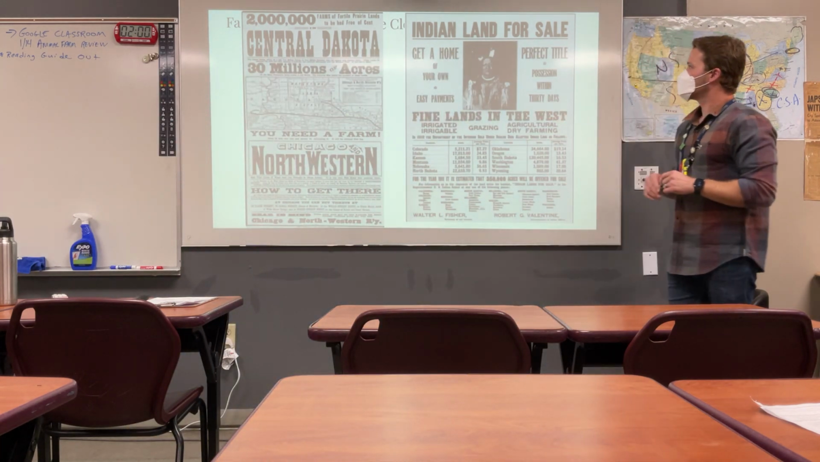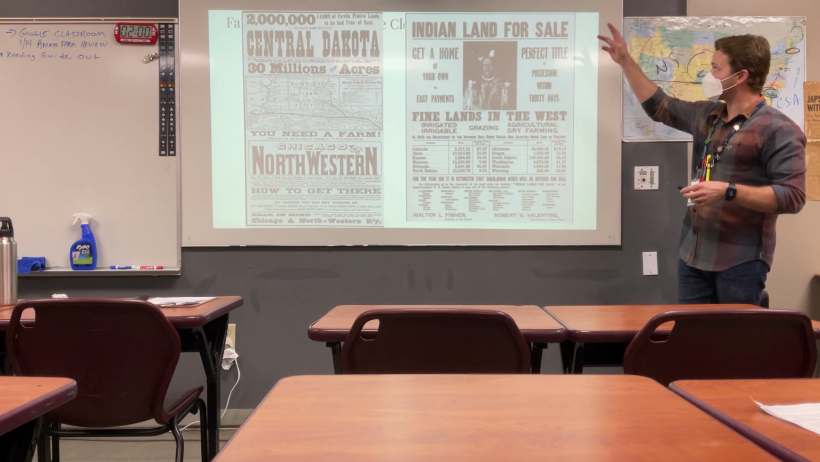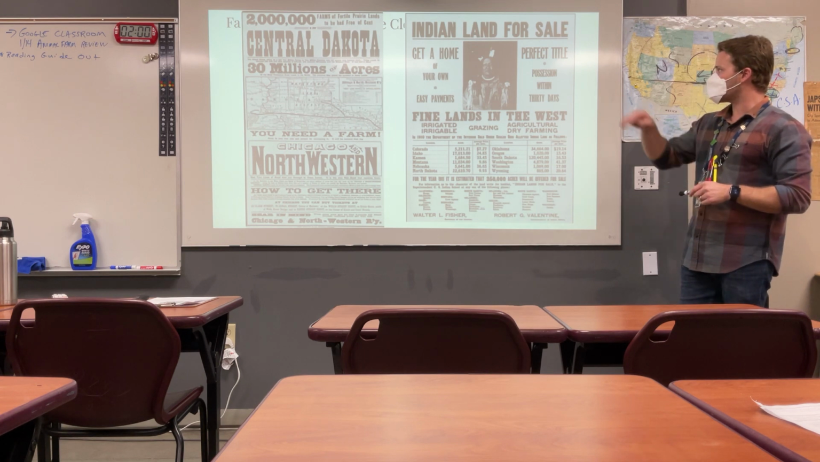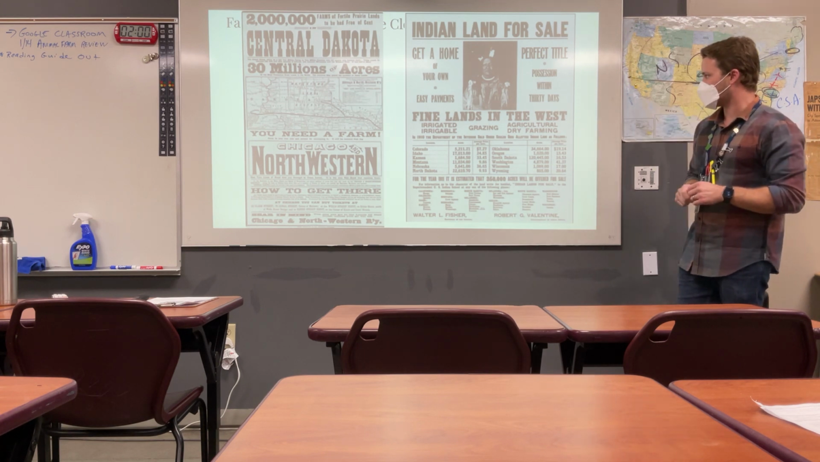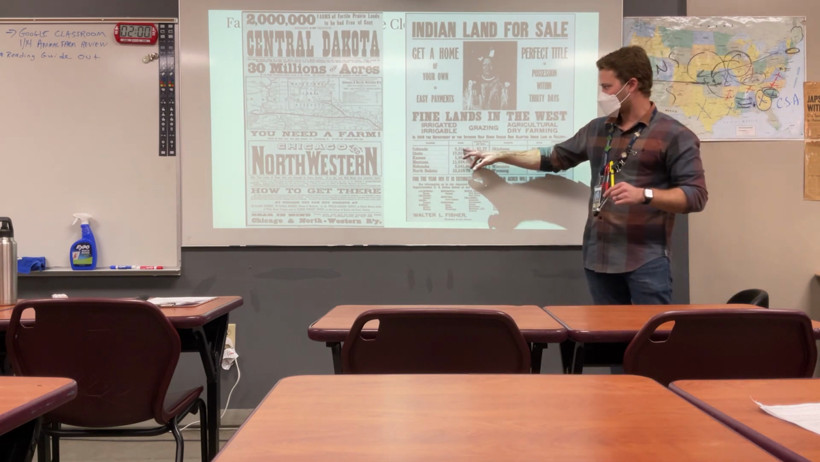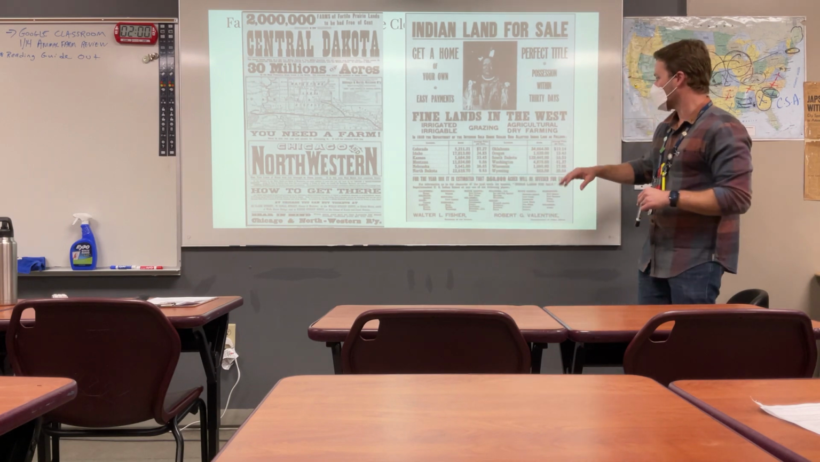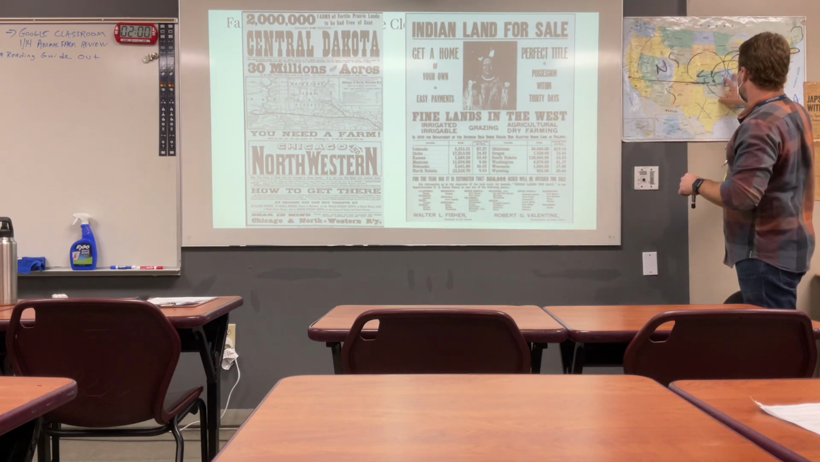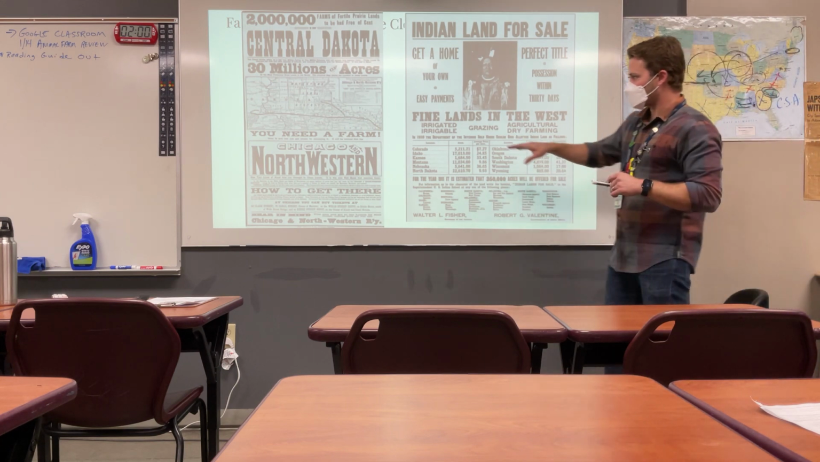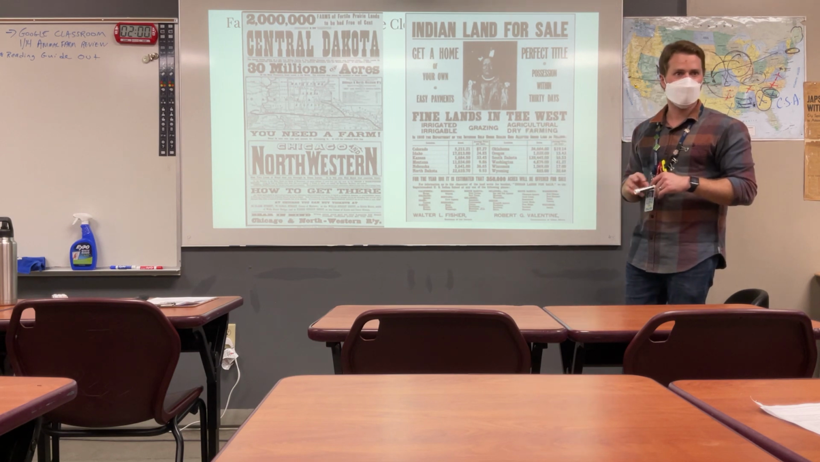The one on the right, I think, is incredibly offensive, but it's also incredibly worth discussing. Indian land for sale. Get a home of your own, easy payments, perfect title, possession within 30 days, find lands in the West. This many thousands of acres in all these states: Colorado, Idaho, Kansas, Montana, Nebraska, North Dakota, Oklahoma. So all these states, land is available, that are irrigated land, grazing land for cattle, agricultural land for farming.